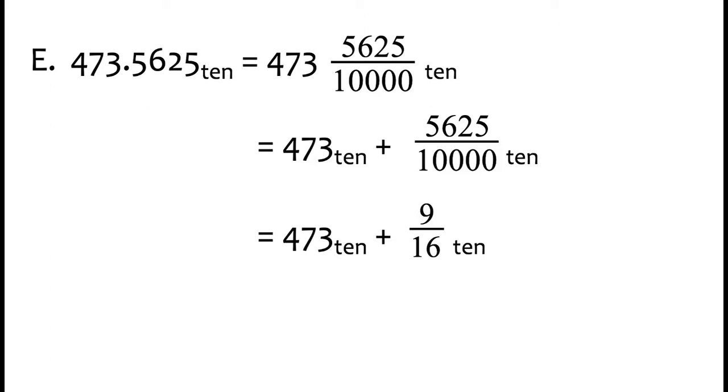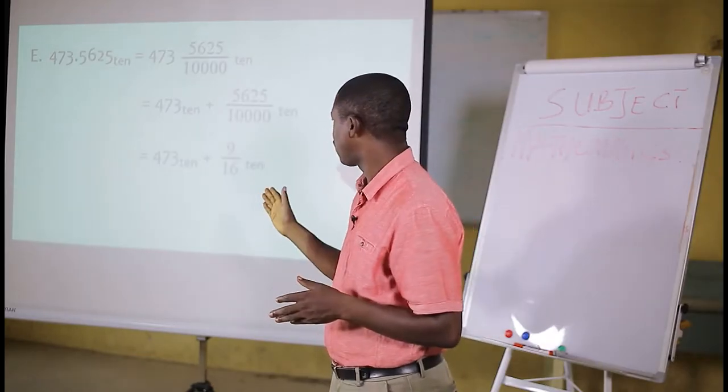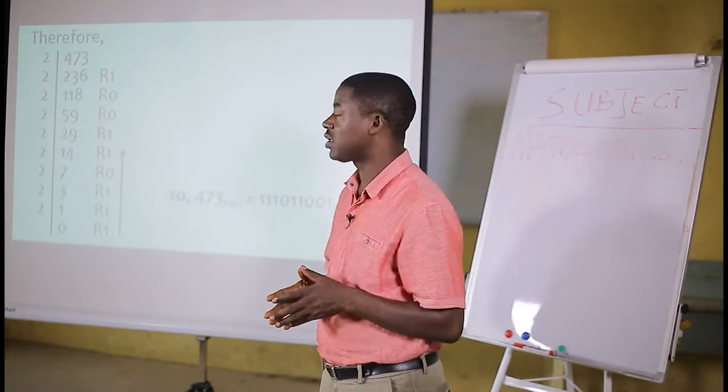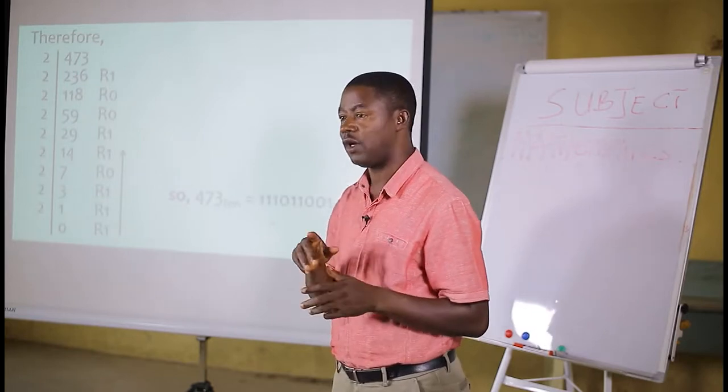We now move ahead to split the whole part and the fractional part. We separate them, so we have 473 base 10 plus 5,625 divided by 10,000 in base 10. If you divide that correctly using the highest common factor, you have 9 over 16 base 10. 5625 divided by 10,000 in its simplest form is 9 over 16 base 10. Then we convert the whole number, 473, to base 2.